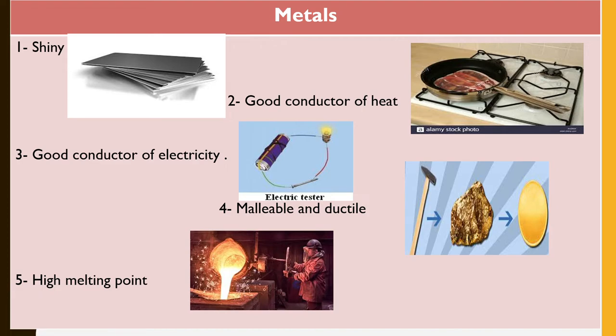Number five, they have high melting point, and high boiling point also. What is the meaning of high melting point? They need a very high temperature to just start to change from solid to liquid. They are very hard and strong, so they need to be heated very well. The high boiling point means that they have to be heated more and more to change from liquid to gas.